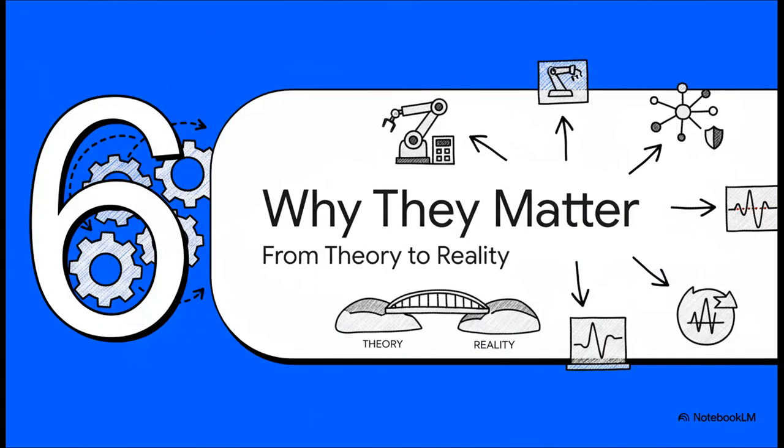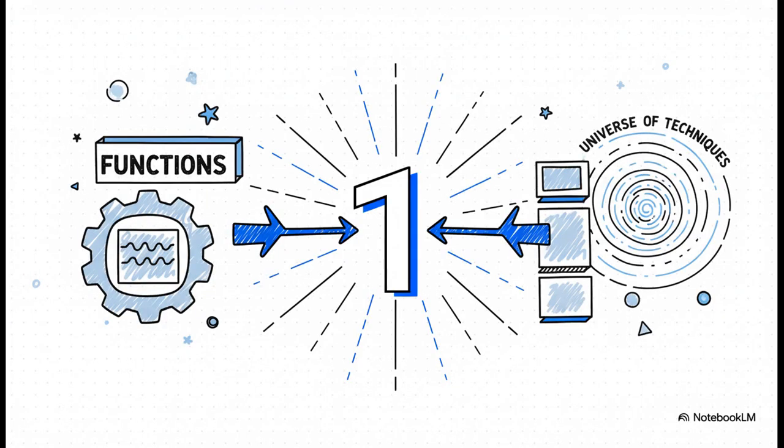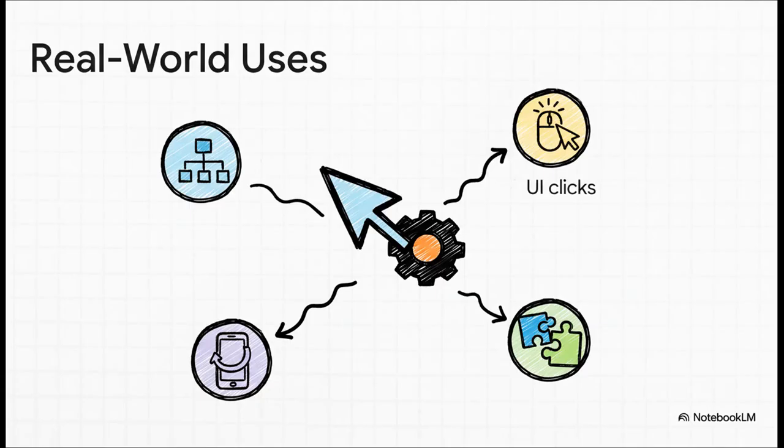Okay, this all sounds pretty cool in theory, but where does it actually show up? Why should you care? Let's talk about the real world. The main takeaway here is that this one concept, just combining functions and pointers, unlocks a whole universe of powerful ways to write code that's responsive, that's customizable, and that's modular. I mean, you see this everywhere. Think about any button you've ever clicked in an app. The button itself doesn't know what to do. It just knows that when it's clicked, it needs to call the function at the address it was given.